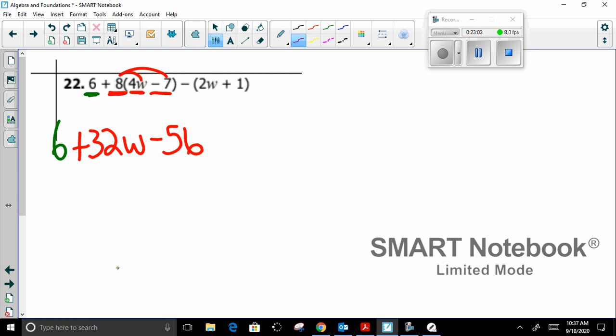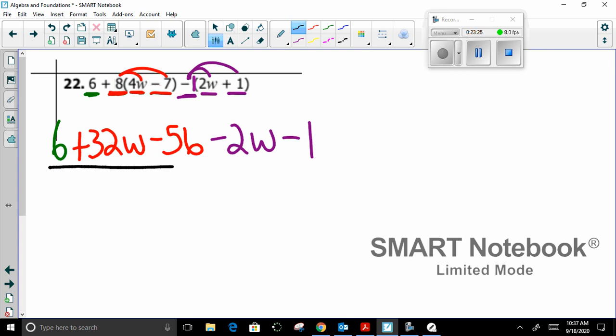Now I have another set of parentheses. What number is here for me to distribute? I see a subtraction sign, but I don't see a number next to it. If you don't, there's always a 1 there. So take that and distribute it. -1 times 2w is -2w. -1 times +1 is -1.